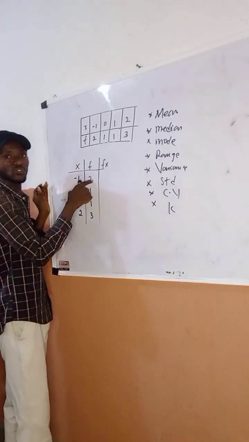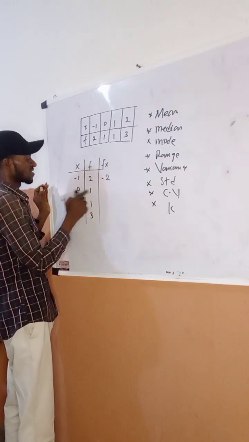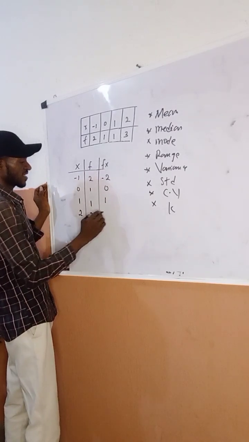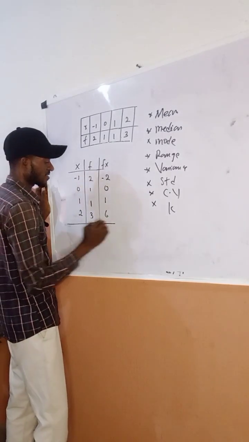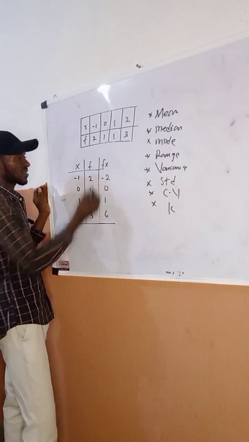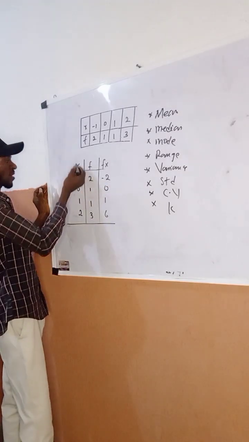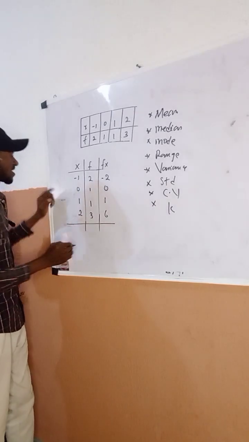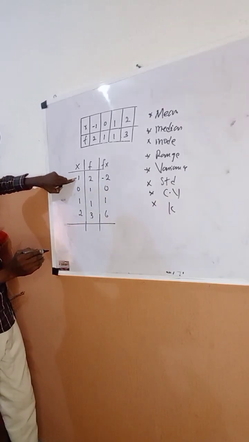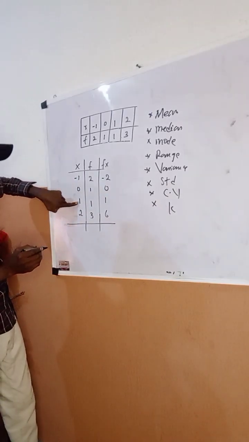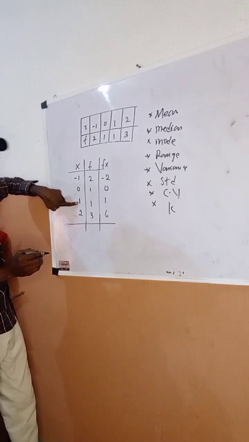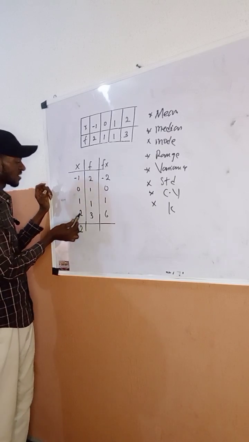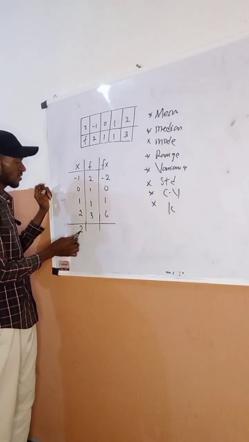So minus 1 times 2 is minus 2. 0 times 1, 0. 1 times 1, 1. 2 times 3 is 6. I'll underline. I'll sum all the f and I'll sum all the x. And let me equally sum this my x because I'll be needing it when I want to calculate variance. If I sum this, minus 1 plus 0 is minus 1, plus 1 is 0. So I have here to be 2, which is the same thing as saying 2 plus 1, 3, minus 1 to give you this.